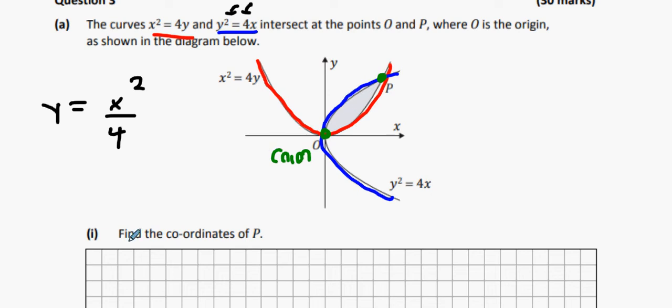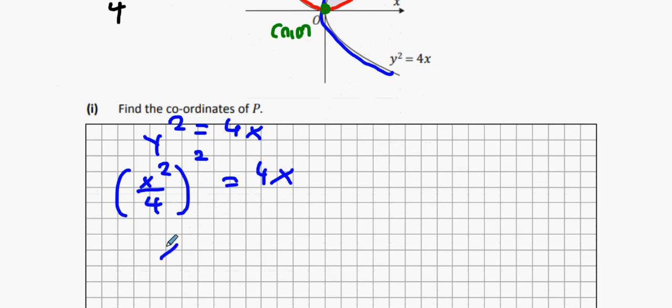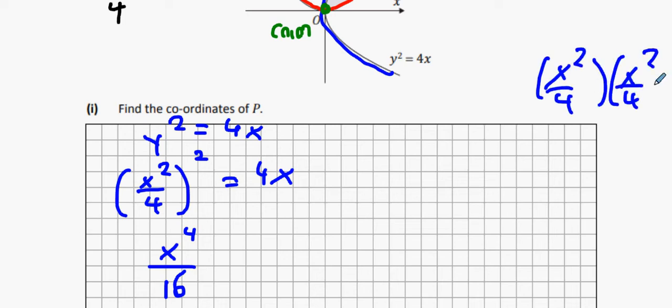Alright? So we're going to sub in y equals x squared over 4 into the blue equation. The blue equation is y squared equals 4x. Now, replace the y value with x squared over 4. Okay? And we're going to square that and equate it to 4x. Now, if this looks like a pile of fun, we're going to get x to the 4 over 16, because it was x squared over 4 multiplied by x squared over 4. And that equals 4x. I'm going to multiply up by the 16, and I'm going to get x to the 4 equals 64x.